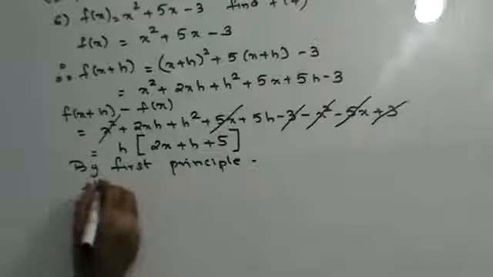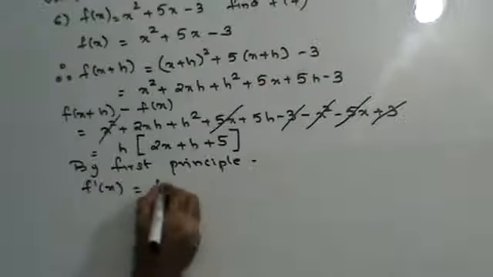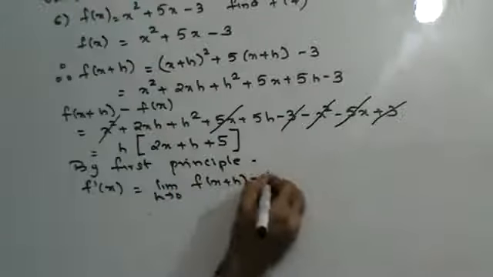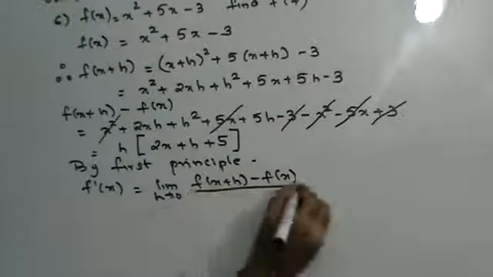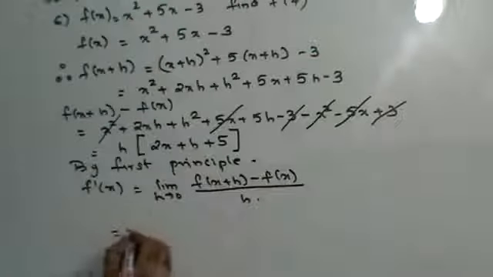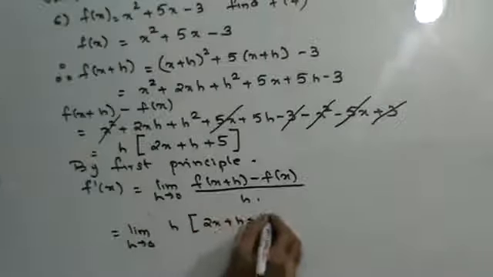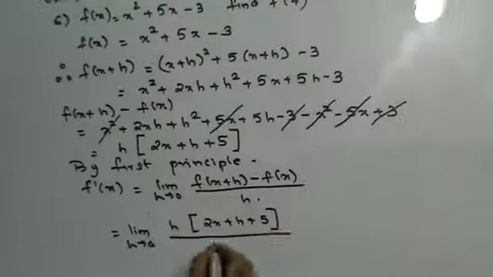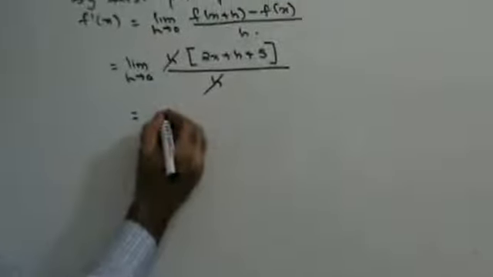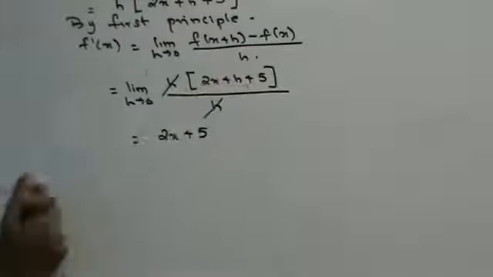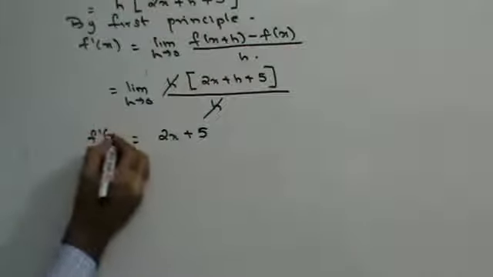So you could say f bar of x is nothing but limit of h tends to 0, f of x plus h minus f of x upon h. This can be written as limit of h tends to 0 of h times (2x plus h plus 5) upon h. Cancel. Once I have cancelled, I can substitute the value of h as 0. So this is 2x plus 5. I am substituting h as 0. This is my f bar of x.